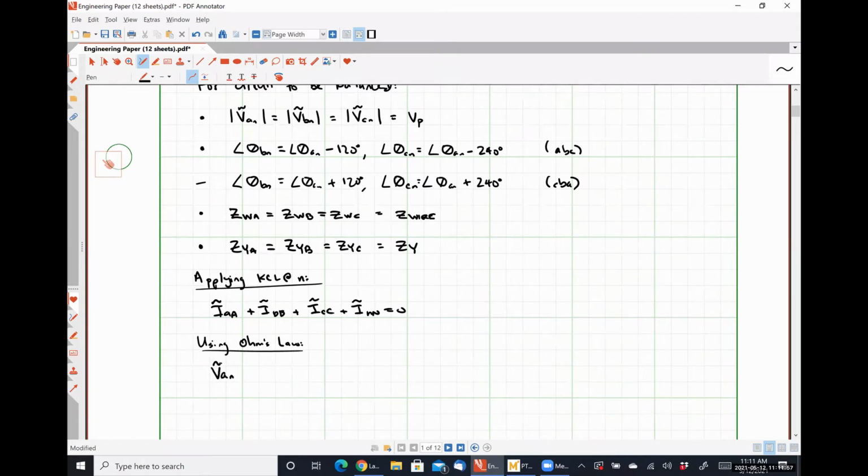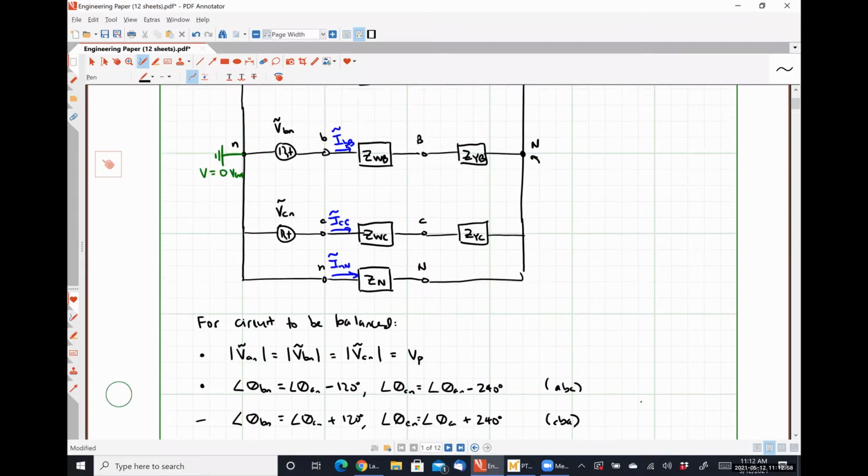I have VAN minus V capital N lowercase n divided by ZWA plus ZYA, plus VBN minus VNN over ZWB plus ZYB, plus VCN minus VNN over ZWC plus ZYC. Now we need to look at something real quick for our neutral conductor, right?